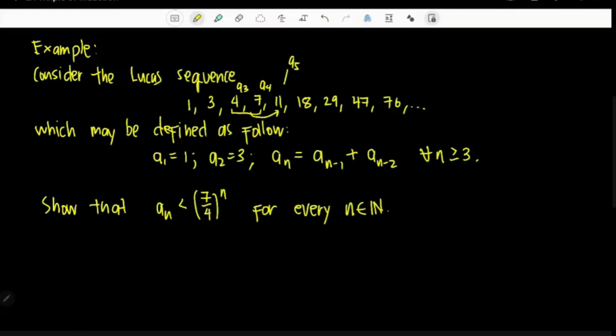So what we want to show is that for any integer n, A sub n is less than 7 over 4 to the n. So here we use the second principle of mathematical induction, which uses a stronger inductive hypothesis. So how do we do that? First, we need a basis for induction. So we look at the case for A1 and A2.